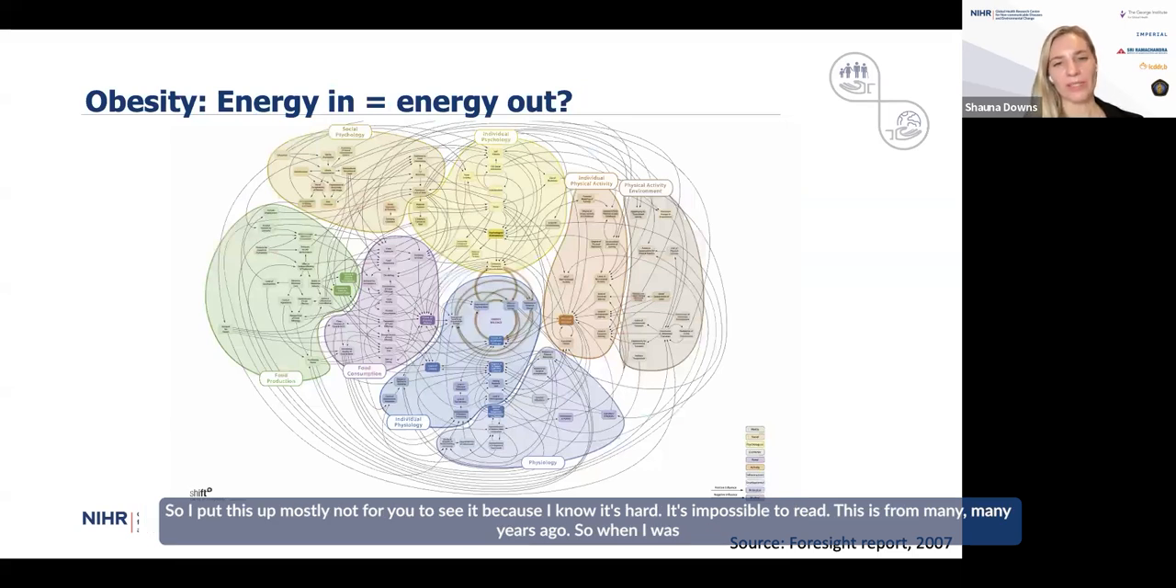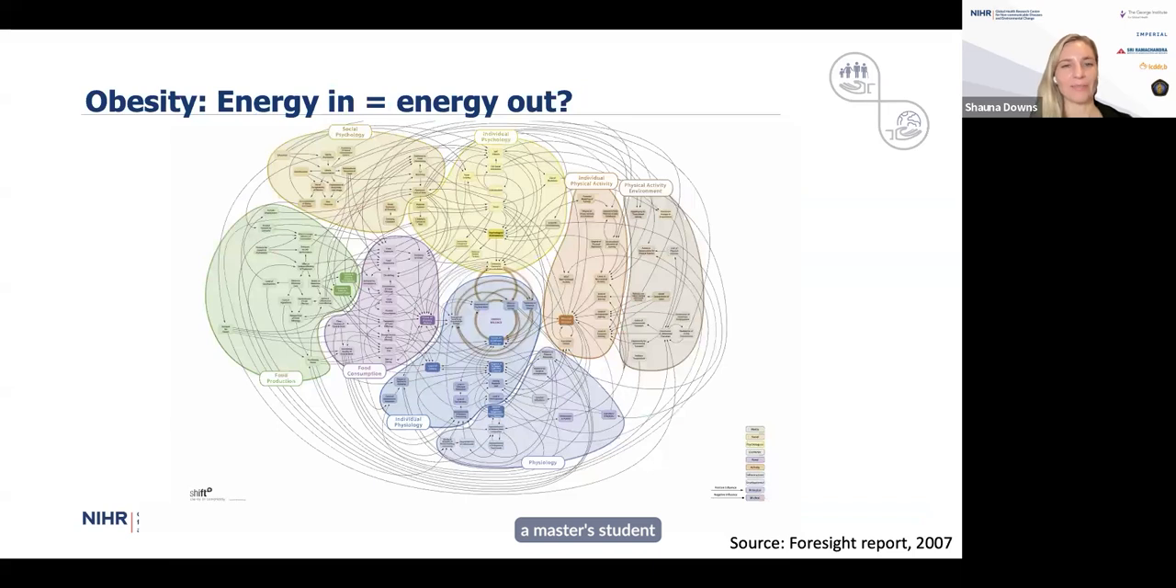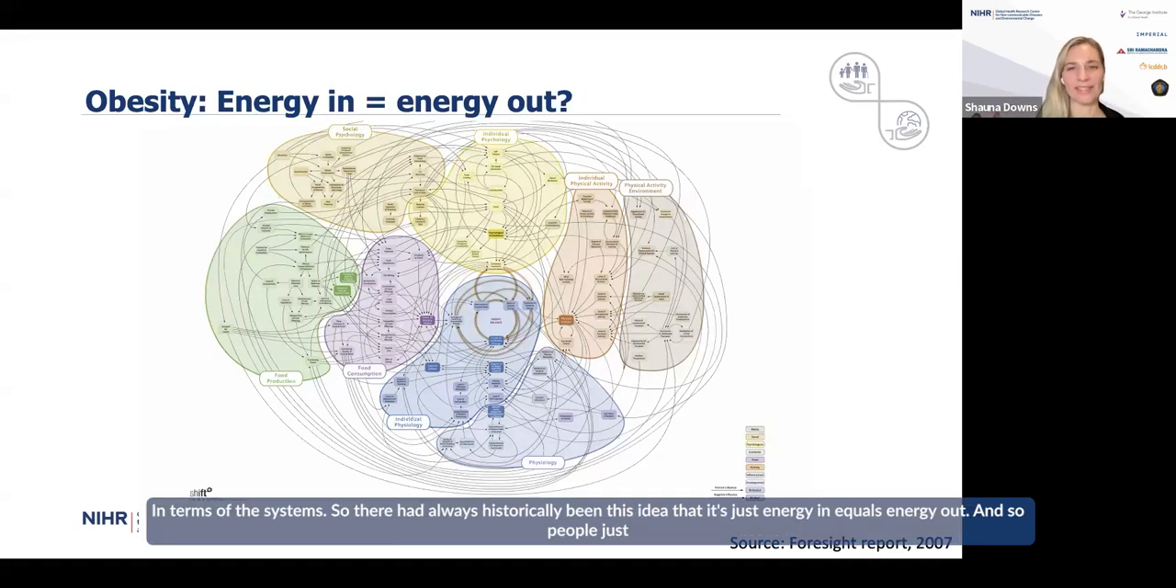So I put this up mostly not for you to see it, because I know it's hard. It's impossible to read. This is from many, many years ago. When I was a master's student, many, many moons ago, this was the beginning of starting to think about obesity in terms of systems.